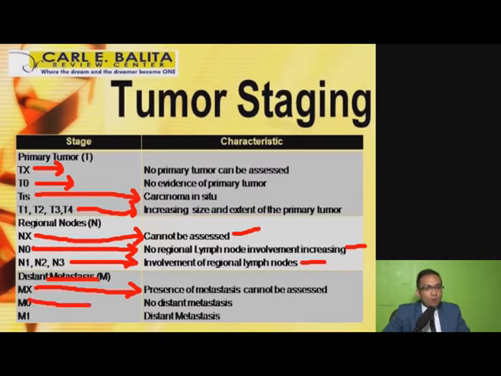M0, no evidence of metastasis. M1, distant metastasis. Ano nga stage pag meron ka ng nakitang M1? That is stage 4. Ibig sabihin, that is terminal cancer. Alright? So, they are what we call your T and M staging. So, thus, if we are going to relate your T and M staging, okay, next slide please.